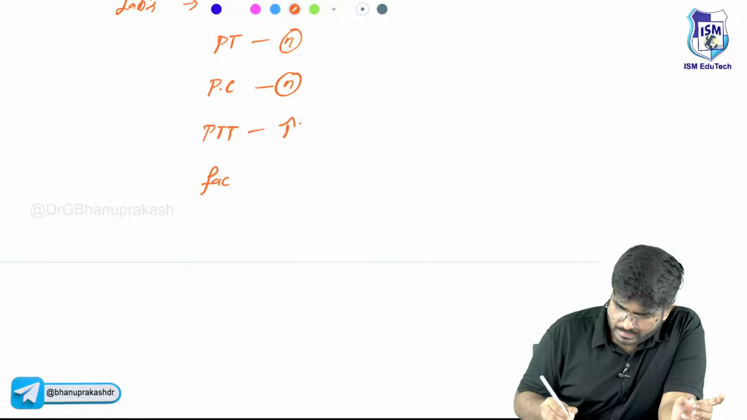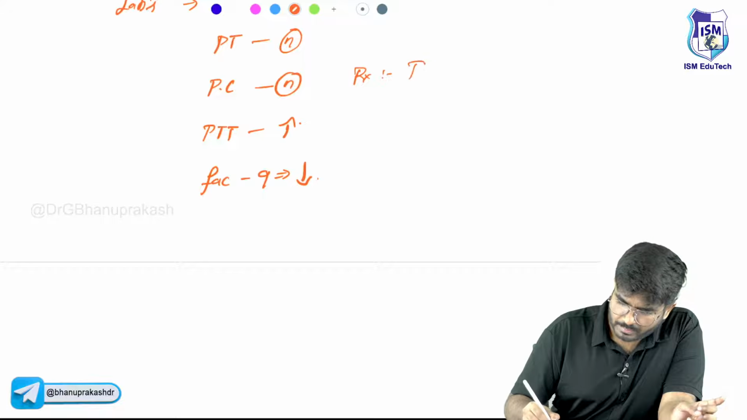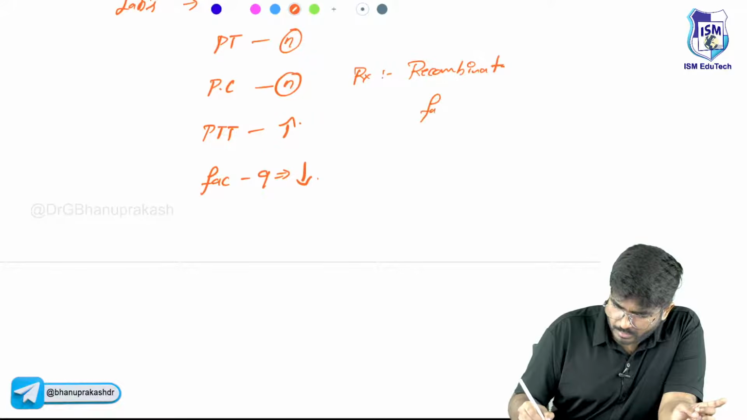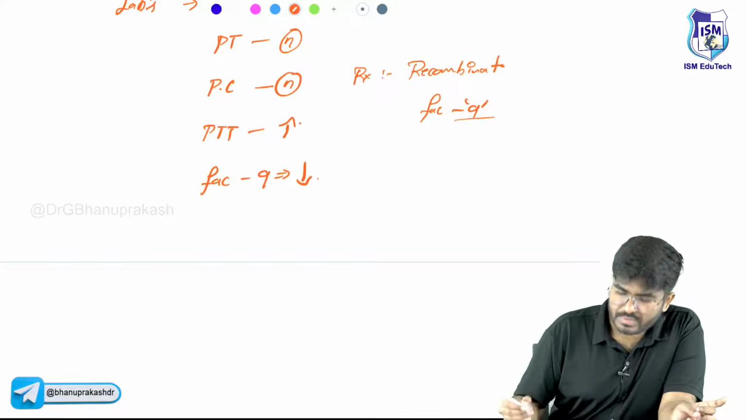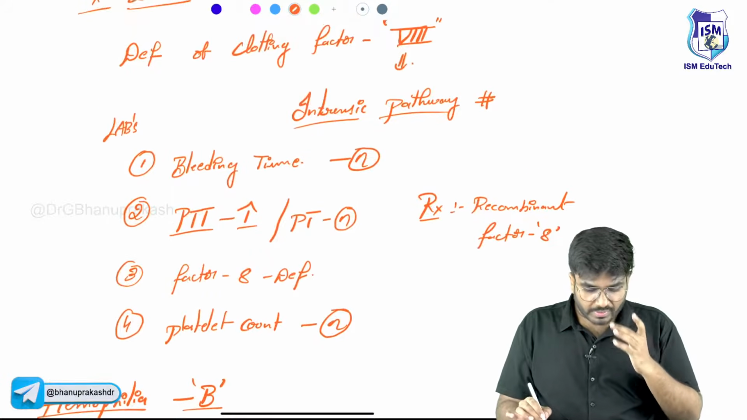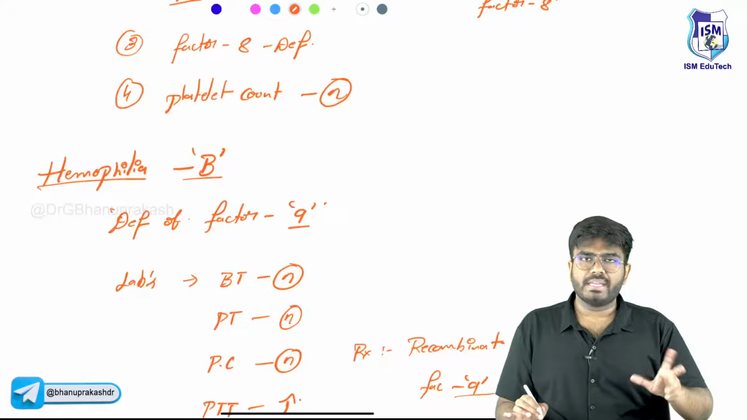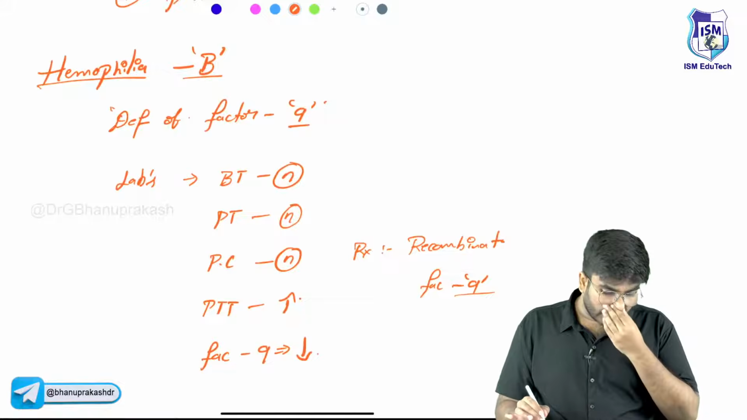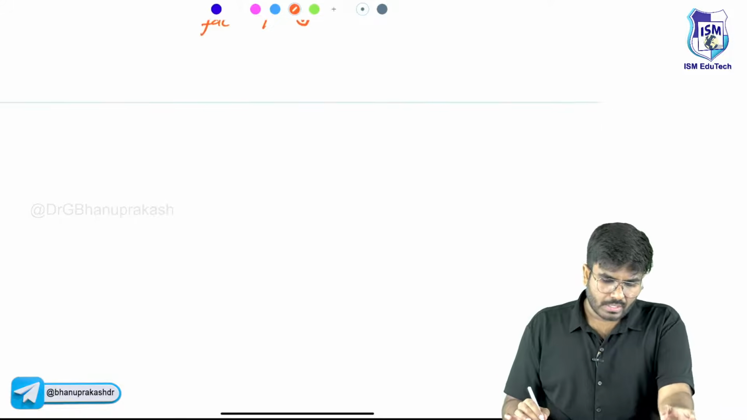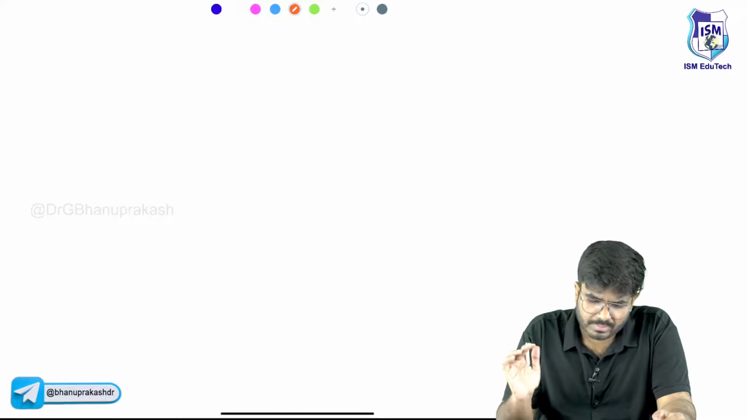Factor number 9 in the blood is going to be low. What is the treatment? Simple, recombinant factor number 9. Okay, so hemophilia A completed, hemophilia B completed. A is something like 8, right? Hemophilia A is factor 8 deficiency, hemophilia B is factor 9 deficiency. Now hemophilia B is also called Christmas disease, just keep that point in mind.